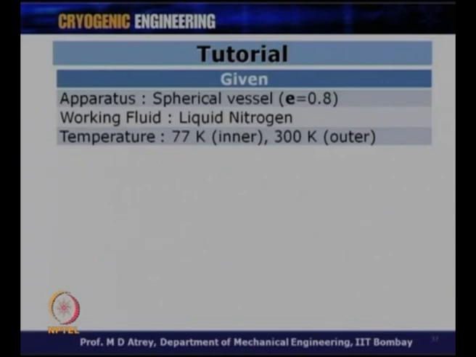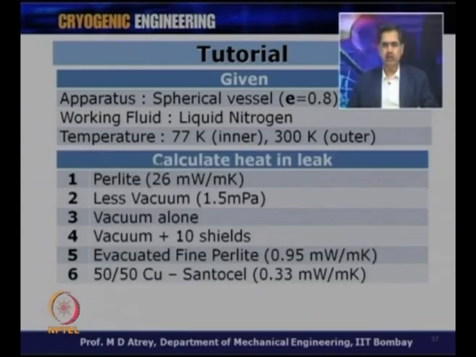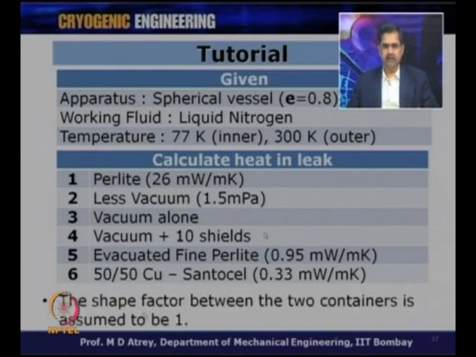So, what is the tutorial? The given is a spherical vessel which has an emissivity of 0.8, the working fluid is liquid nitrogen, that is why the temperature is 77 Kelvin for the inner vessel, while 300 Kelvin is the ambient temperature for the outside vessel. And we have to calculate the heat in-leak for these 6 different insulations for which the data regarding apparent thermal conductivity has been given. The shape factor between the two containers is assumed to be 1.